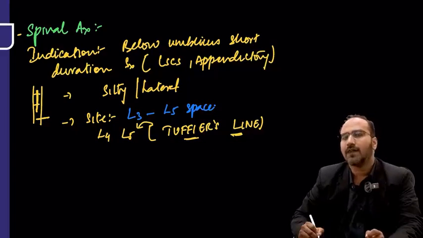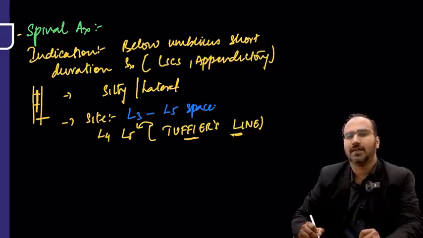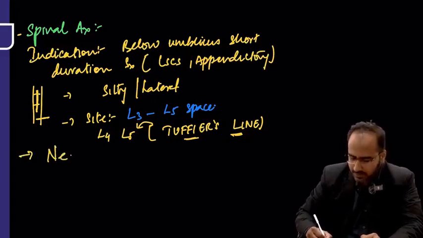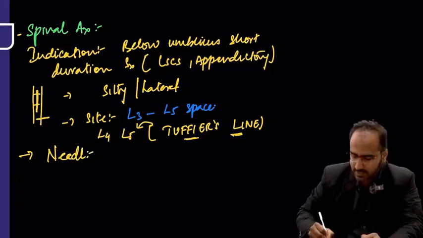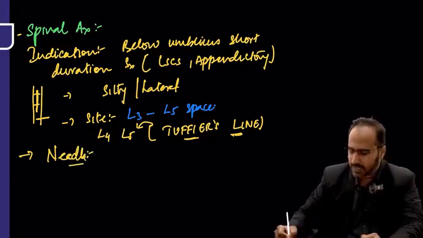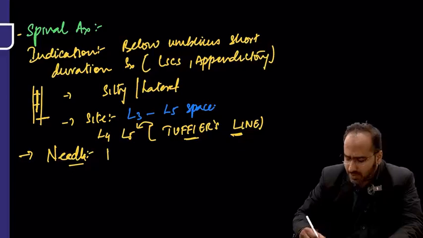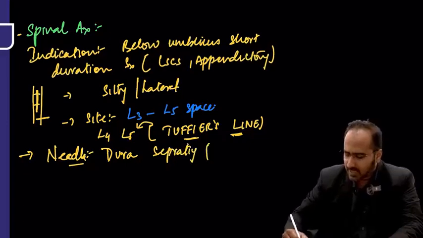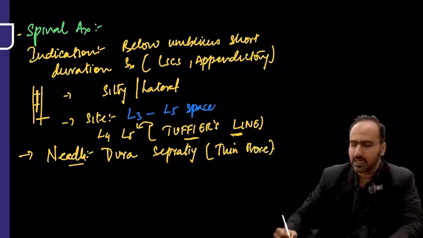So once you have located the Tuffier's line, what is the next thing that we need to do? You have to introduce the needle. Okay? You have to introduce the needle. The needle commonly used in spinal anesthesia is the dura separating needle. A thin bore dura separating needle.